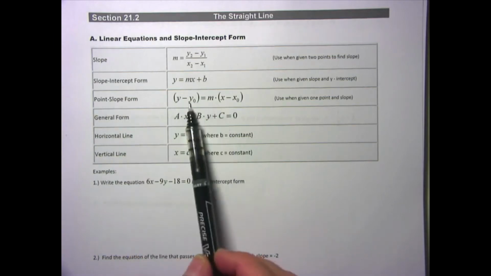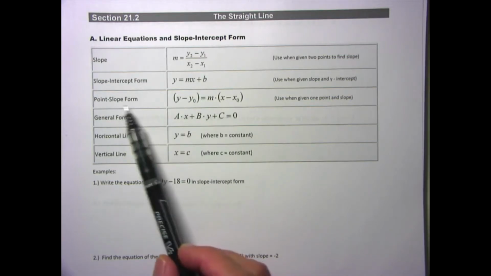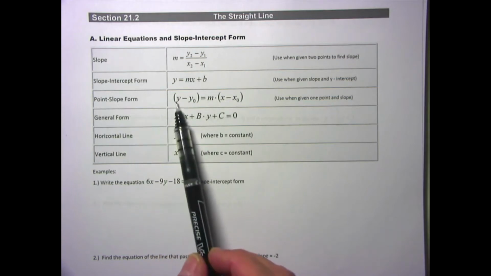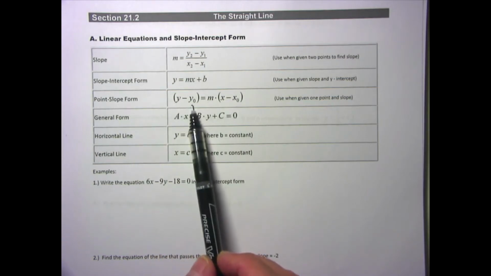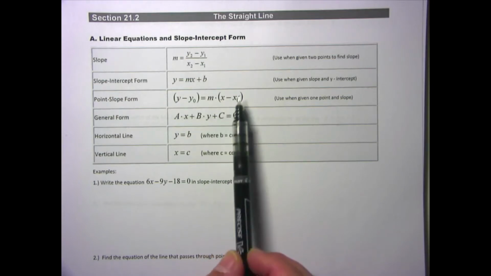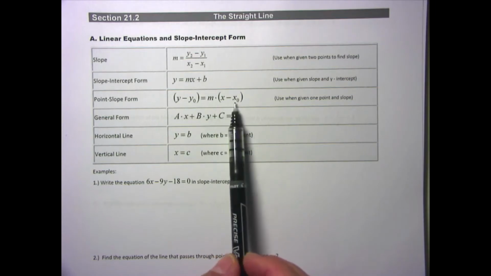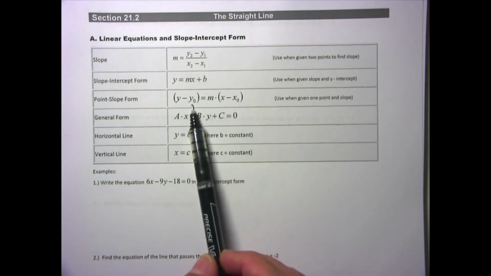We also have point slope form. Point slope form is very useful when we are trying to find the equation of a line, given either 2 points or 1 point and the slope. So point slope form is y minus y naught equal to m times x minus x naught. In this case, y and x are my variables. X naught, y naught comes from a specific known point that I'm going to plug in here.